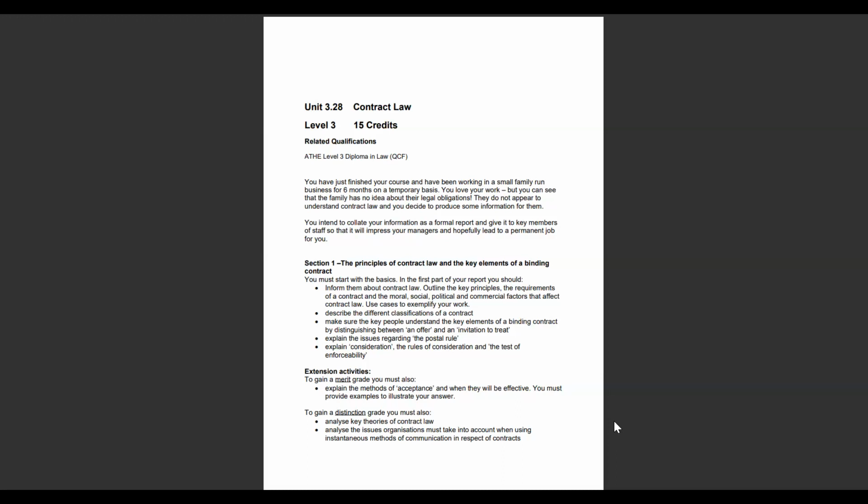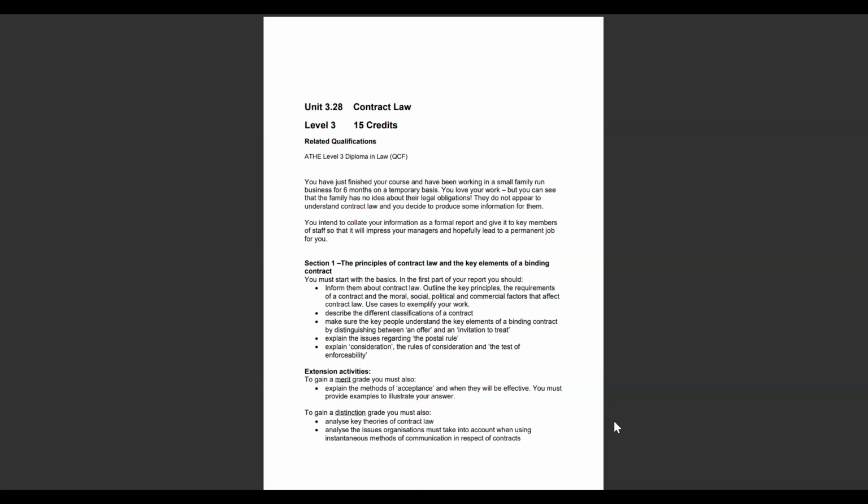To improve your marks, you need to look at describing the different classifications of a contract. You need to make sure that the key people understand the key elements of a binding contract by distinguishing the difference between an offer and invitation to treat with reference to case law. You need to explain the issues regarding the postal rule. You need to explain consideration and the rules of consideration and the test of enforceability.